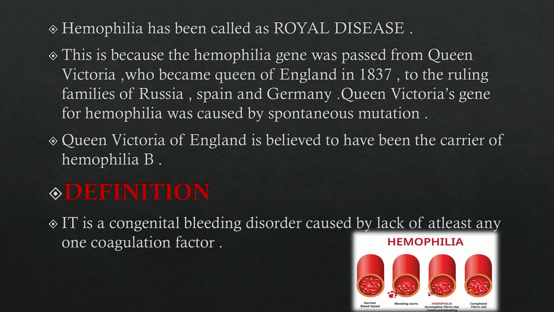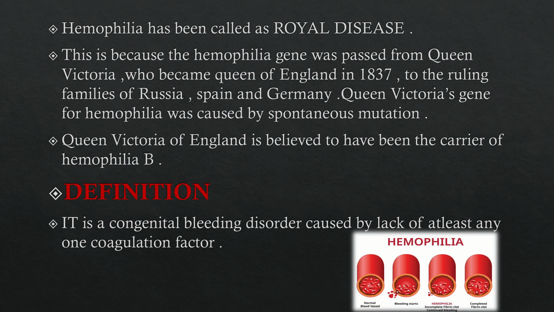This is because the hemophilia gene was passed from Queen Victoria, who became Queen of England in 1837, to the ruling families of Russia, Spain and Germany. Queen Victoria's gene for hemophilia was caused by spontaneous mutation. Spontaneous mutation is nothing but changes in the DNA that occur naturally without any external factors like radiation. Queen Victoria of England is believed to have been the carrier of hemophilia B.